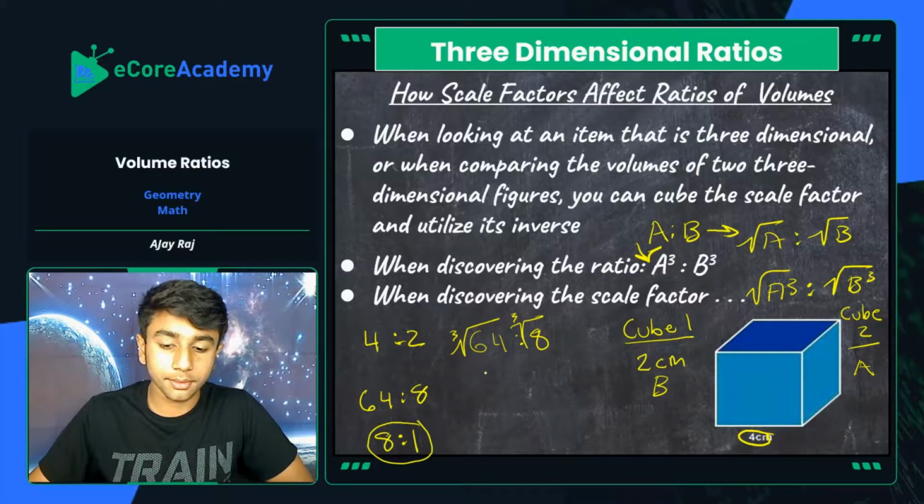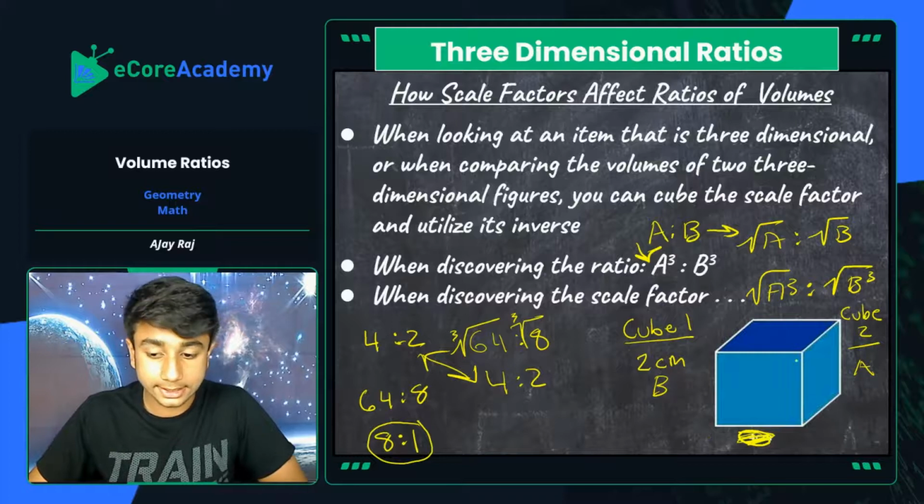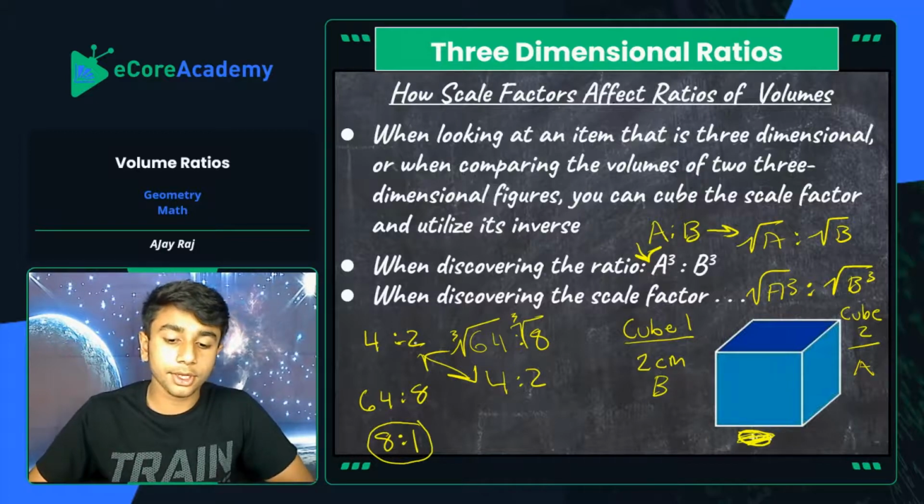And we get 4 to 2. Moving backwards, just as I said, the original ratio here correlates. And finally, if we were only given our value of 2 centimeters and we didn't know it was a 4 centimeter length, but we knew that cube A existed, and we were given that volume ratio of 64 to 8 or 8 to 1, we wanted to discover what the side length here was.